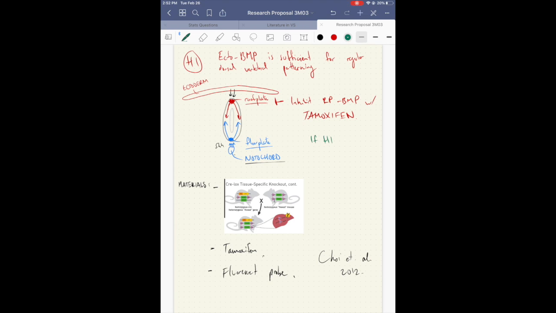If hypothesis 1 is true and ecto-BMP is sufficient, histological analysis will show that the embryo has proper dorsal ventral axis formation and normal vertebral column patterning.